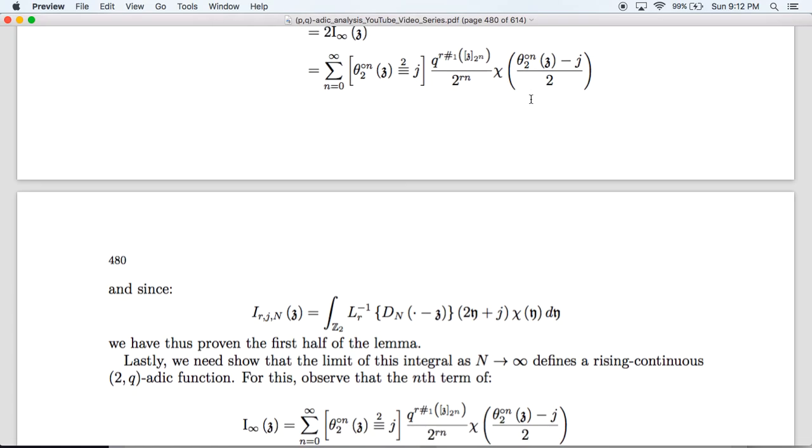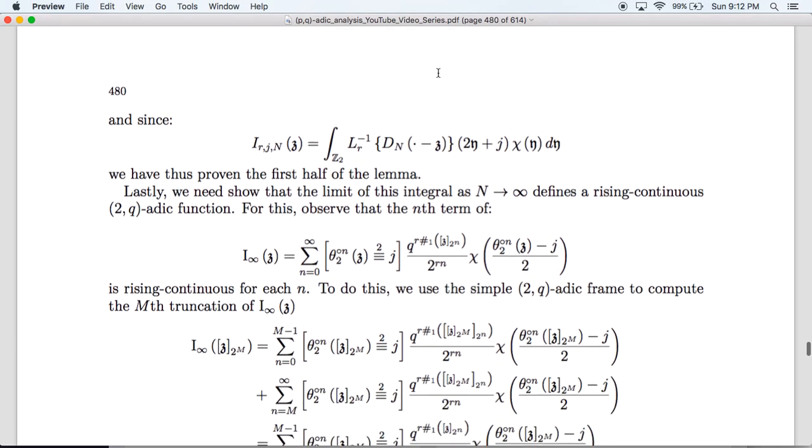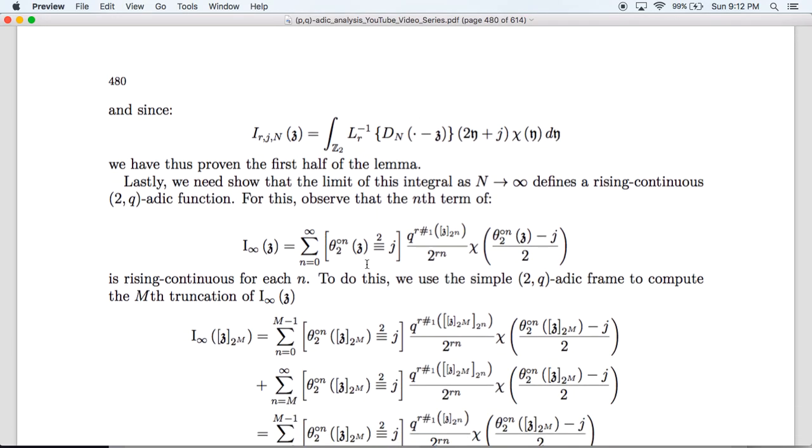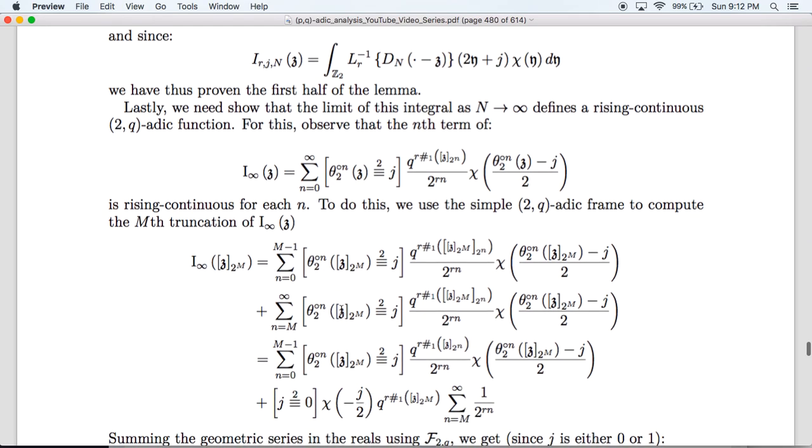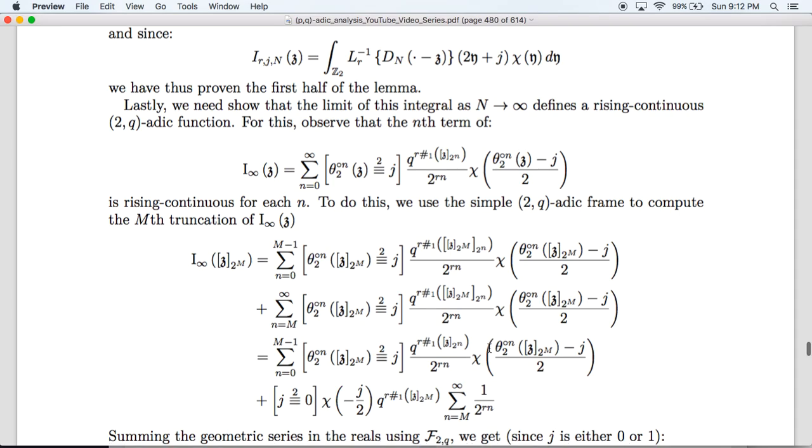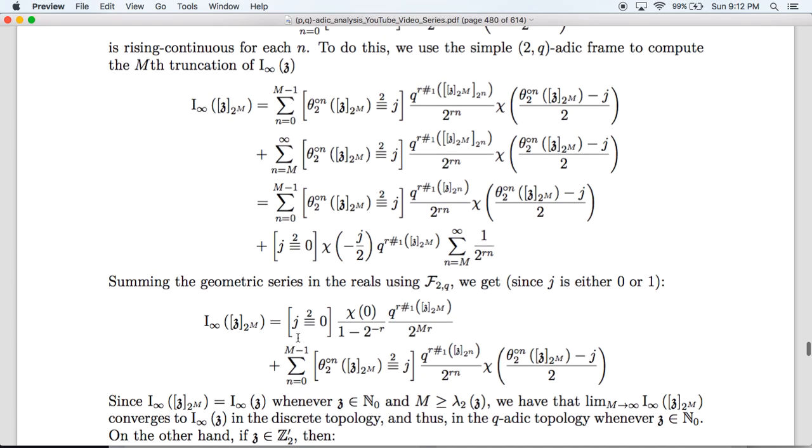So the last thing we need to do to finish up the lemma is to show that this function right here is actually rising continuous. For this, we're just going to do it directly and compute the nth truncation of 1 infinity of z. And just going through the computation, it's actually the same one that we used when we were dealing with the convergence of 1 infinity over the reals, and we get this. And so we end up having that this expression right here is the nth truncation of 1 infinity.